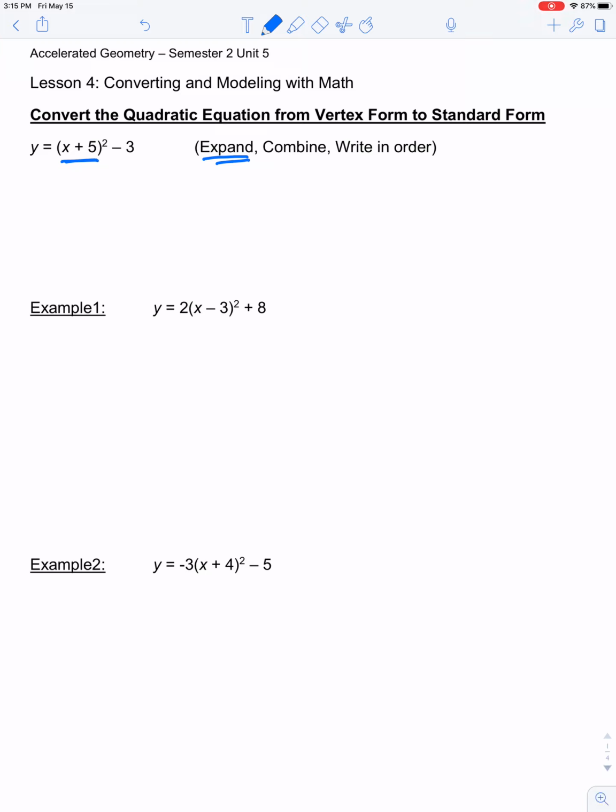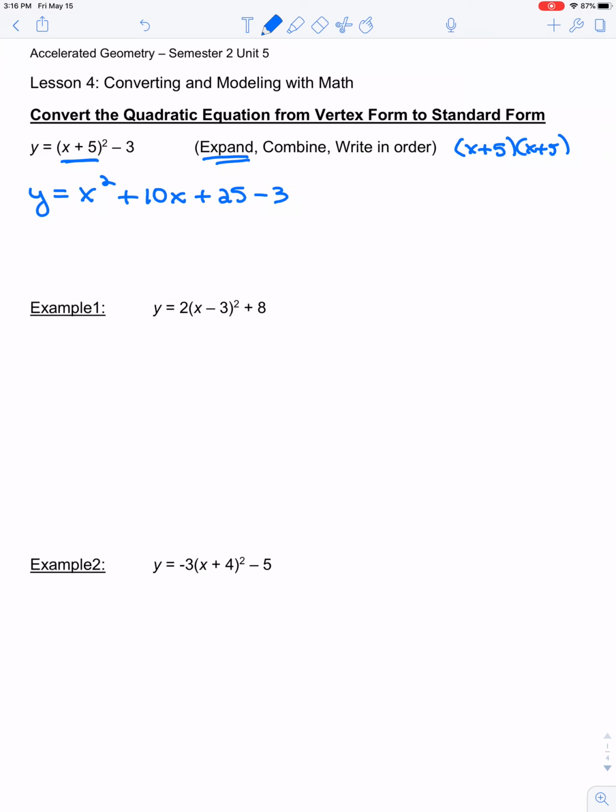That means we're going to do x plus 5 times x plus 5, and I'll show you all at once. It will turn into y equals x squared plus 10x plus 25, and then don't forget the minus 3 at the end.